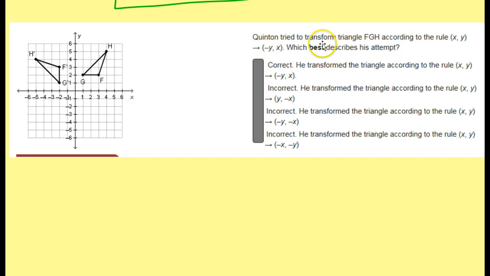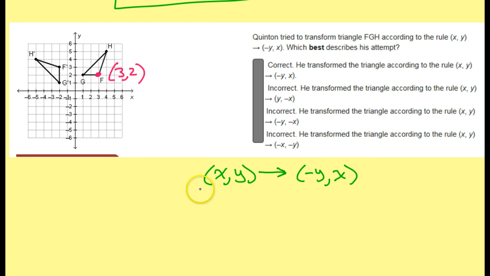Okay, so he was trying to do this rule. Alright, let me just write this down. So he was trying to do the rule (X, Y), and he wanted it to become (negative Y, X). Now let's pick a point and see how we did. Let's see, I am liking point F today. Alright, point F starts off at (3, 2). So that would be like my X and my Y.